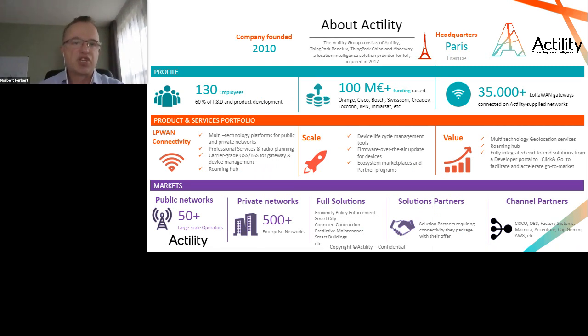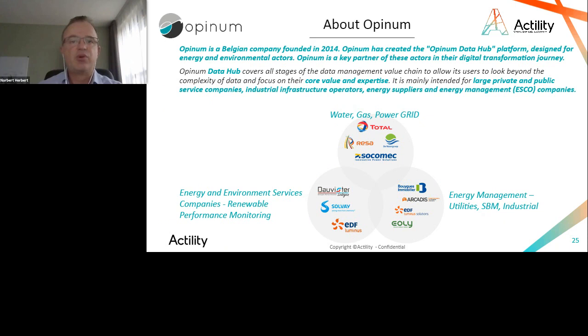Actility is a French company too. The company was founded in 2010. We have 130 employees, investors have invested more than 1 million euro in Actility, and we operate large LoRaWAN networks. We have more than 50 public operators connected to or powered by our platform, and we power more than 500 private networks of large enterprises. So we have really great experience in operating low-power wide area network systems.